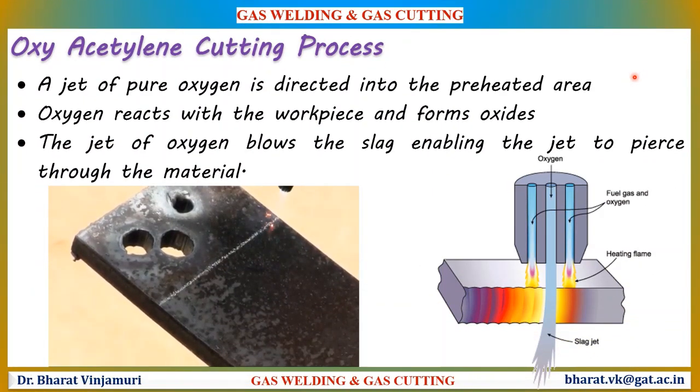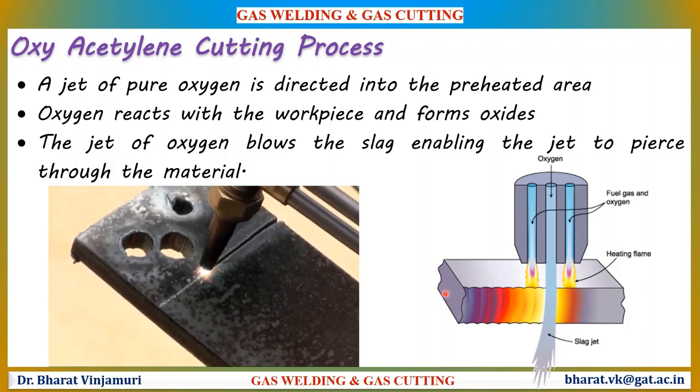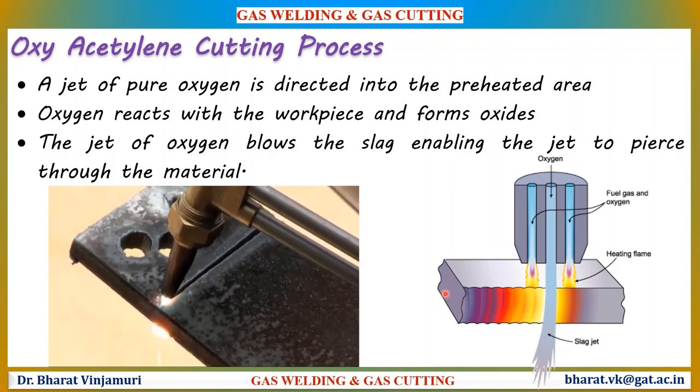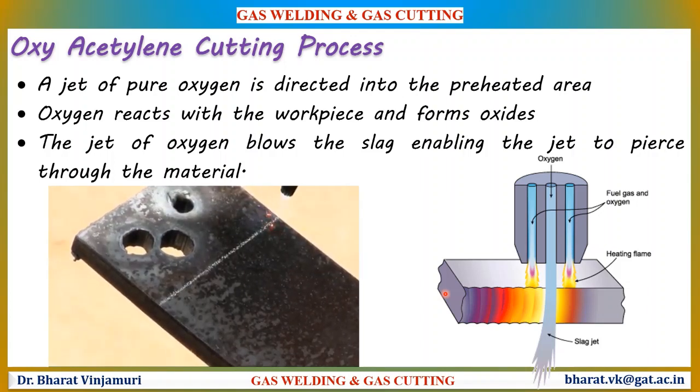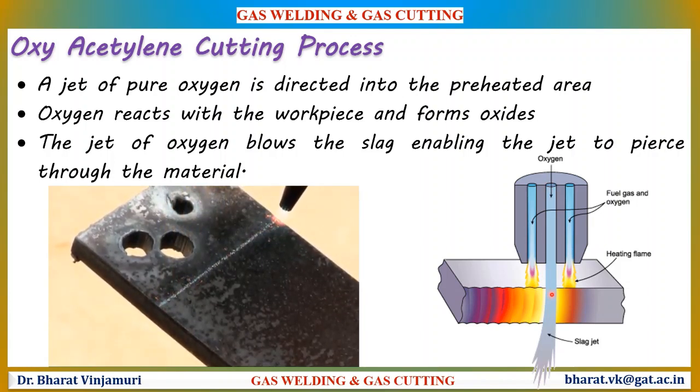The neutral flame thus produced is made to impinge on the work metal through the concentric holes surrounding a central hole. This neutral flame is used to preheat the metal. Once preheating of the metal takes place, a highly compressed oxygen is made to impinge the hot metal through the central hole. This results in oxidation accompanied with a large amount of heat, due to which the material gets cut.